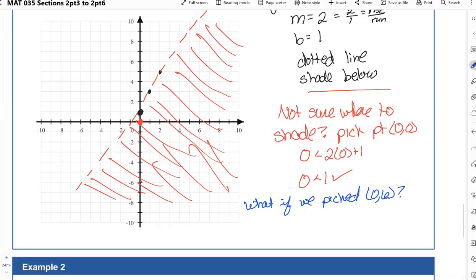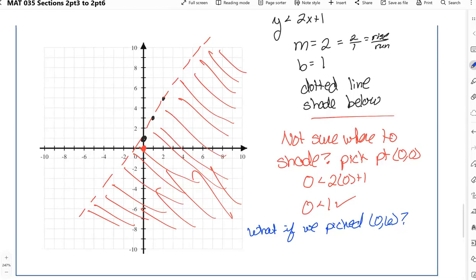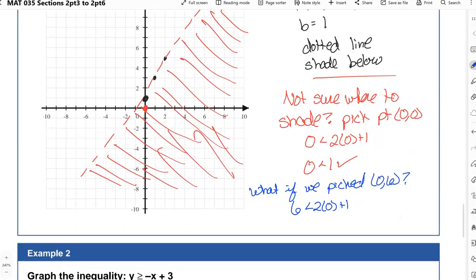All right, but what if we pick the point 0, 6? Okay, now we know it's not shaded. So look at what's going to happen with the inequality. Plug in what we know, y is 6. If I plug it into the equation, it says 6 is less than 2 times 0 plus 1. Well, 2 times 0 plus 1 is just 1. I get 6 is less than 1, but this is not true.